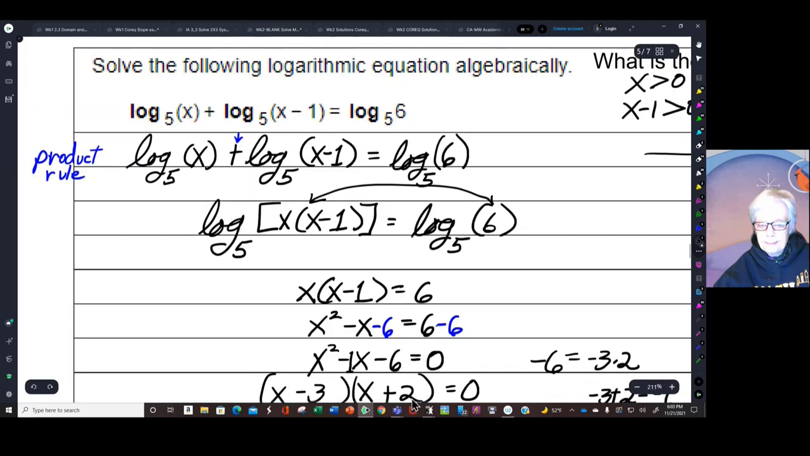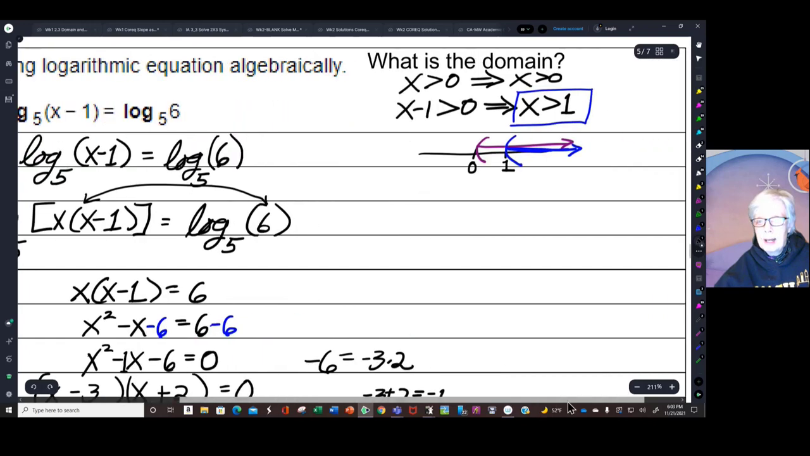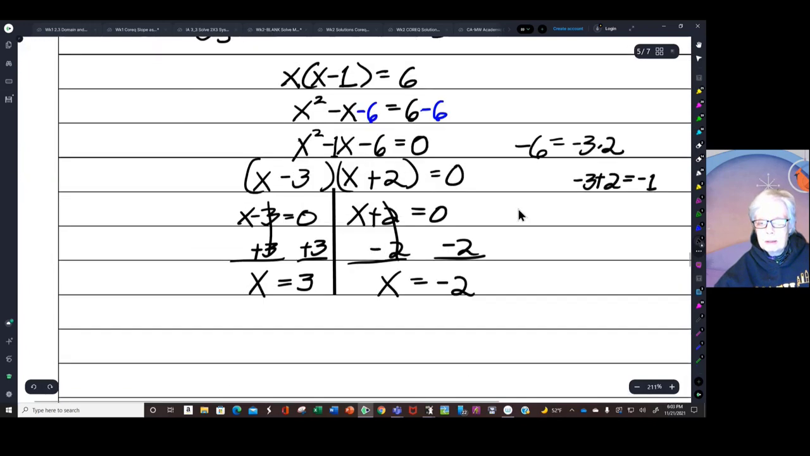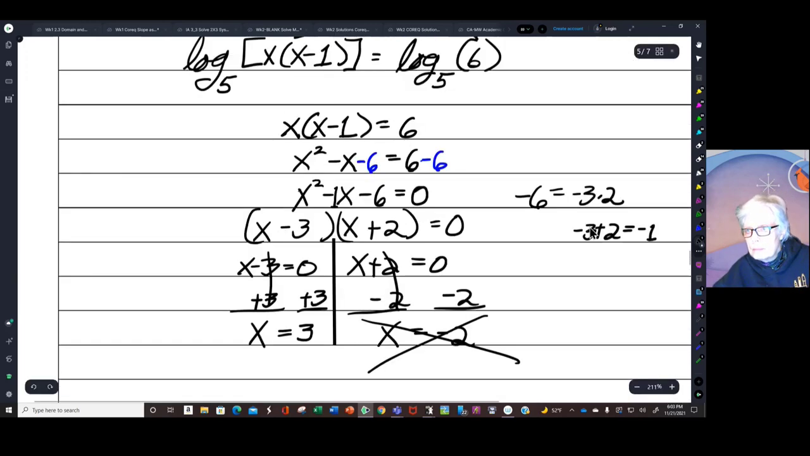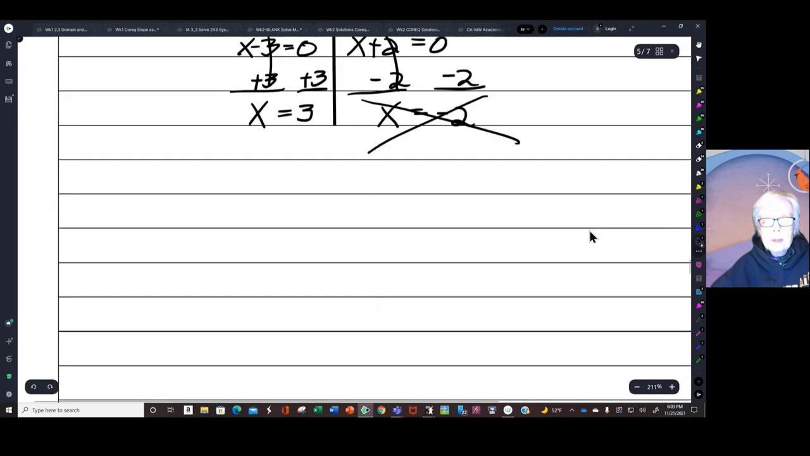Well, let's see what we've got. Aha, X has to be greater than 1. That leaves negative 2 out, doesn't it? But 3 is greater than 1. Yep, 3 is greater than 1. So we can rest comfortably in the knowledge that 3 is our solution.